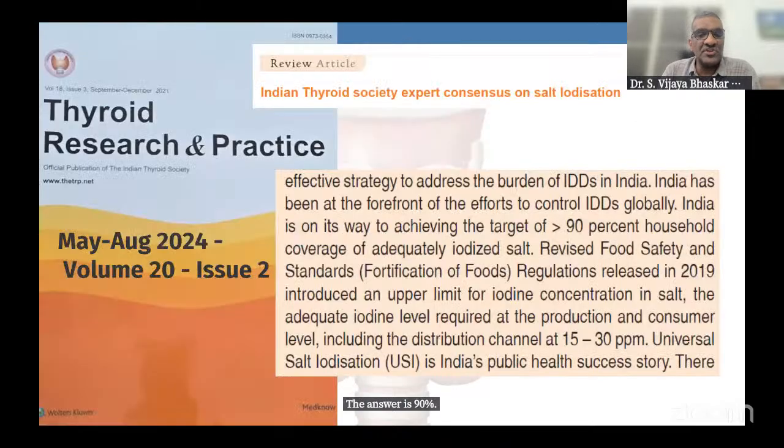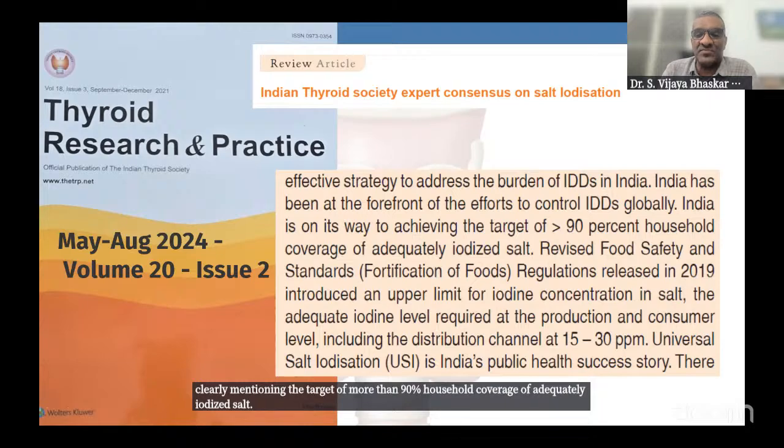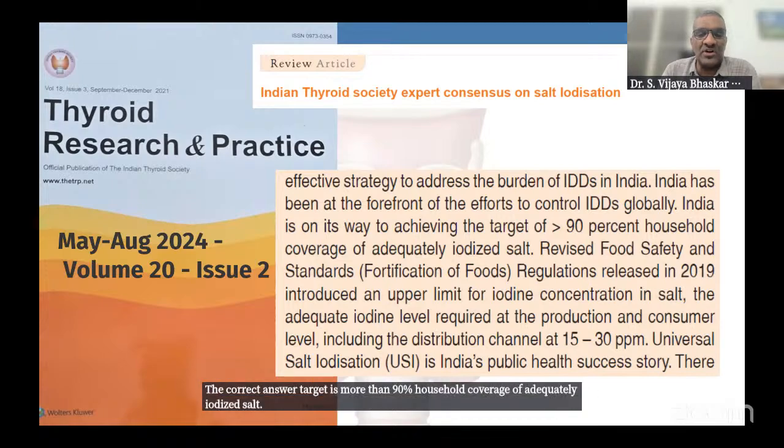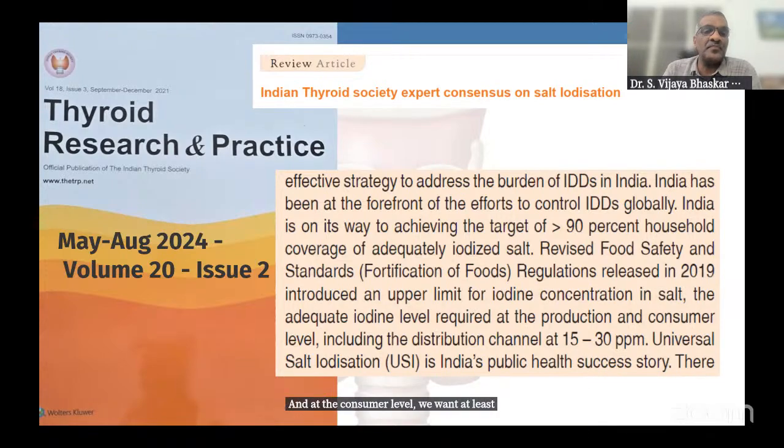In the recent issue of Thyroid Research and Practice, we had an Indian Thyroid Society expert consensus on salt iodization, clearly mentioning the target of more than 90% household coverage of adequately iodized salt. The correct answer target is more than 90% household coverage of adequately iodized salt. And at the consumer level, we want at least 15 parts per million.